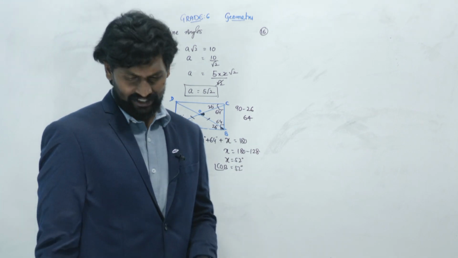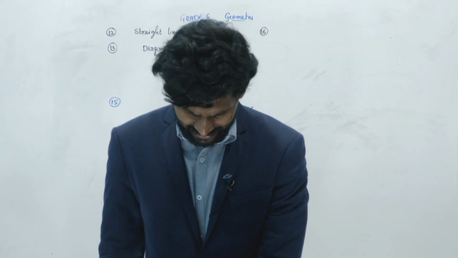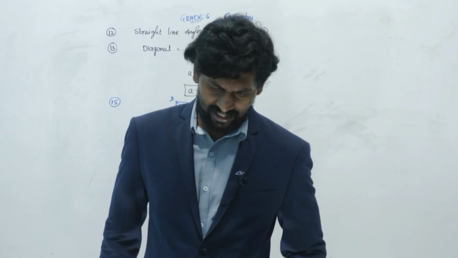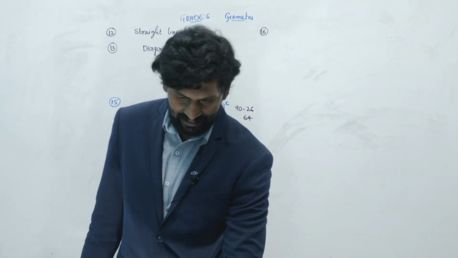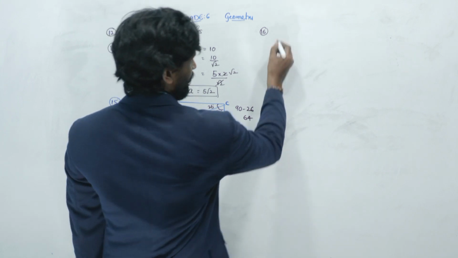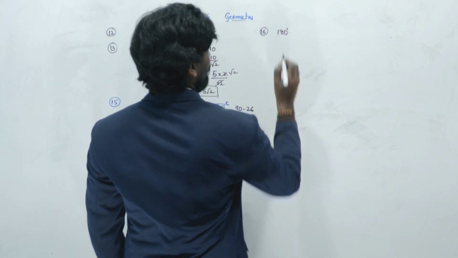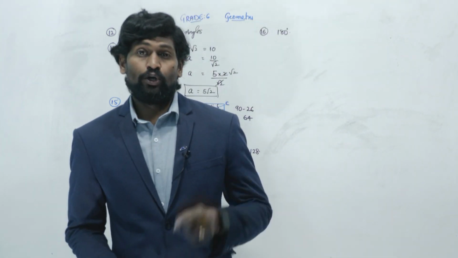The 16th problem is given that in a quadrilateral ABCD, angle C is 60 degrees, angle B is 120 degrees. According to the quadrilateral property, the sum of all angles is 360 degrees. So two of them are already 180, so the remaining two are also 180. We can say that angle B plus angle D is equal to 180 by using the angle sum property of a quadrilateral.